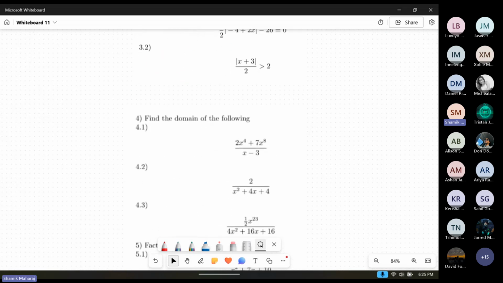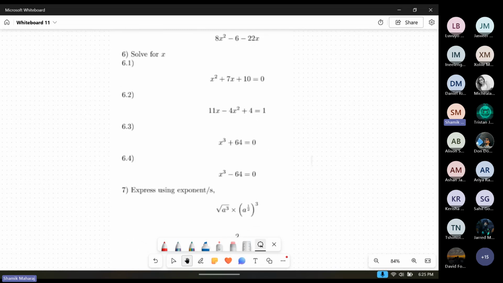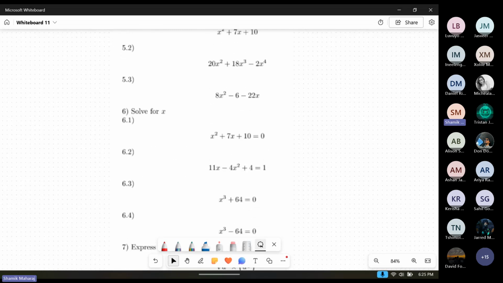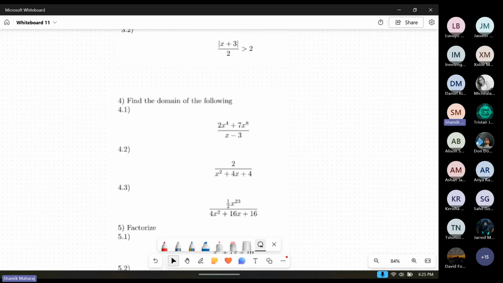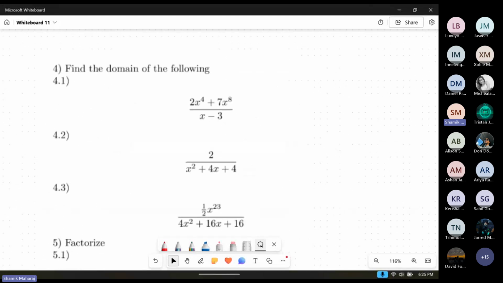We've done that. Find the domain is also a new thing. Factorize, I can live without doing that. Okay, so let's do find the domain. We haven't seen this one in the lectures just yet. So this one is as easy as you can imagine.